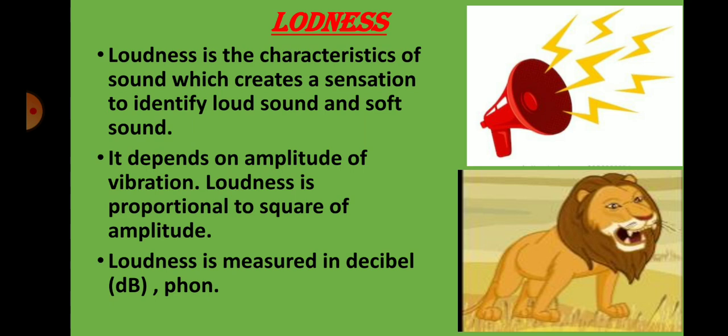Next, loudness. Loudness is the characteristic of sound which creates a sensation to identify loud sound and soft sound, and it is relative because it varies from person to person and place to place. The loudness increases if we go towards the source, and decreases if we go away from the source. Some persons can hear loud sound very well, some cannot hear it properly. So it varies from person to person, also place to place.